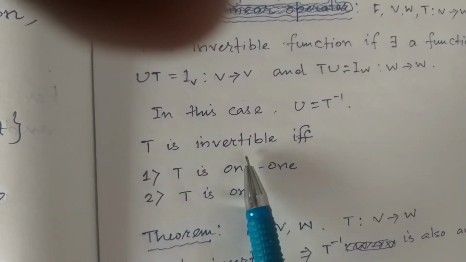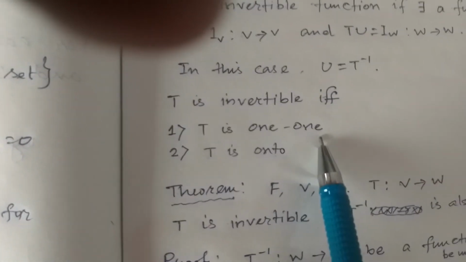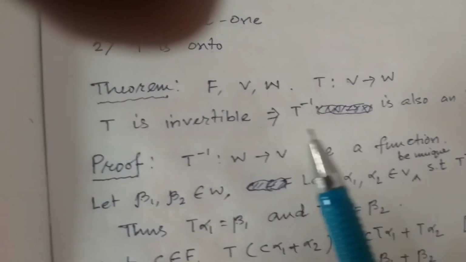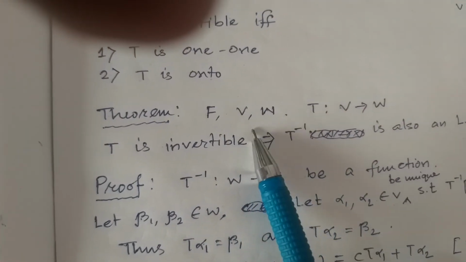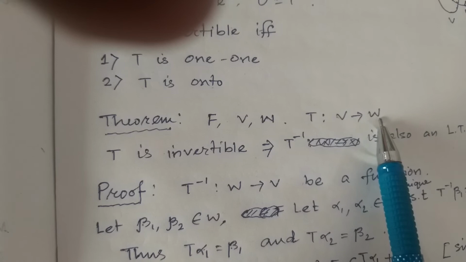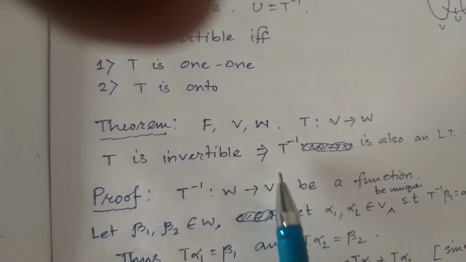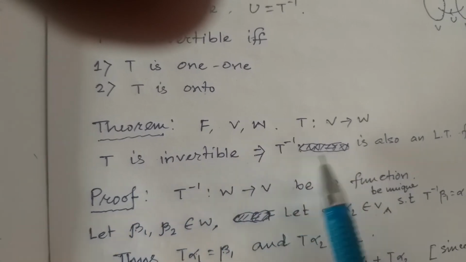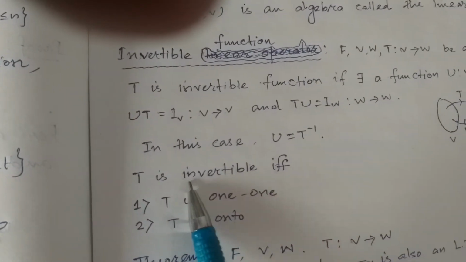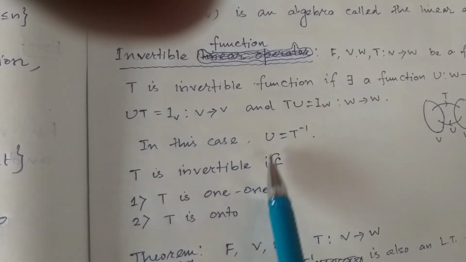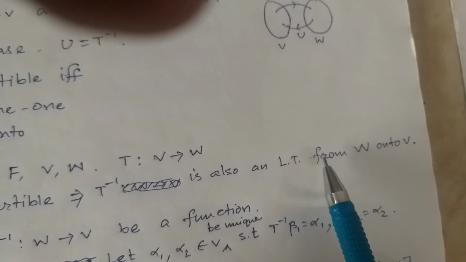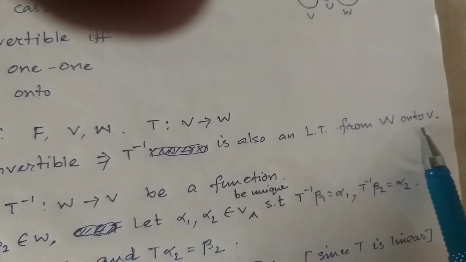Now we have some observations. We know that T is invertible if and only if T is one-one and T is onto. Next theorem: let F be a field, V and W be two vector spaces over the field F, T a linear transformation from V to W. If T is invertible then T inverse is also a linear transformation. Look here, I am not saying that T inverse is a transformation. Here I am taking it as just a function. From this theorem we will prove that T inverse is also a linear transformation from W onto V.